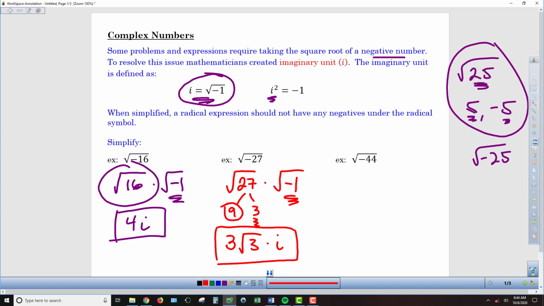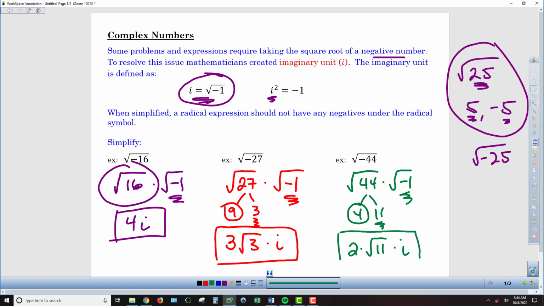For the last one, very similar to the one that we just did, I'm going to separate out the root negative 1 as my first step. So I've got that removed, so now I can work on my factor tree work here. I can go 4 times 11. Of course 4 is a perfect square, so that's going to come out as a 2. The 11 is trapped, so I've got 2 times the square root of 11, and then again I need my root negative 1 that I separated out to be represented by the lowercase i. So 2 root 11 times i.